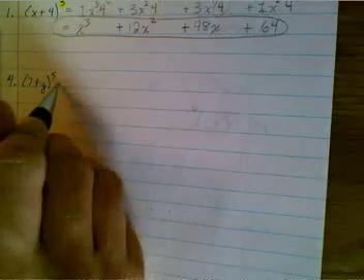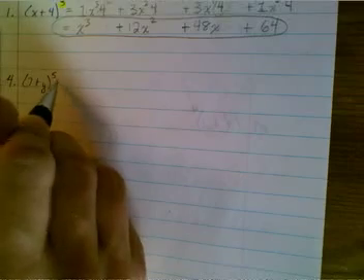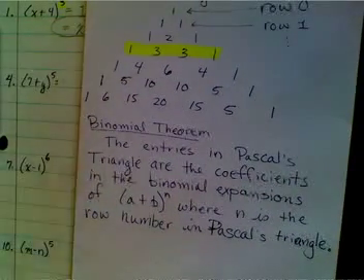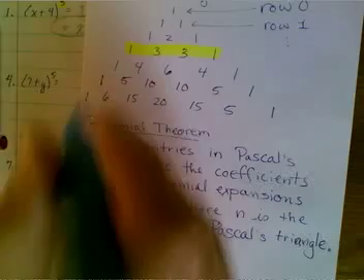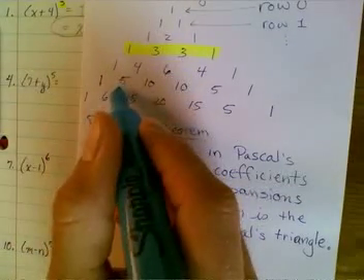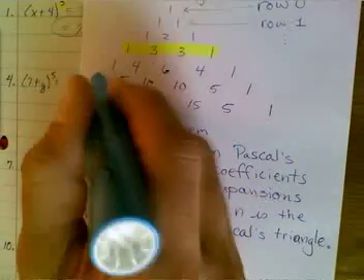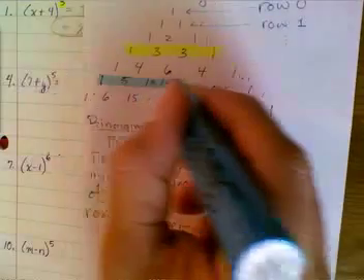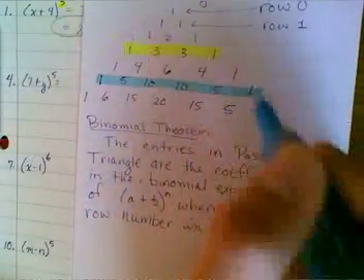Okay, so now we are on number 4. Number 4 looks like just a nasty problem because it's to the 5th power. So what we're going to do is come down here to the 5th row. I'm going to go ahead and highlight the 5th row. See that 5 right there? That's sort of how I use a shortcut to find out where the 5th row is.